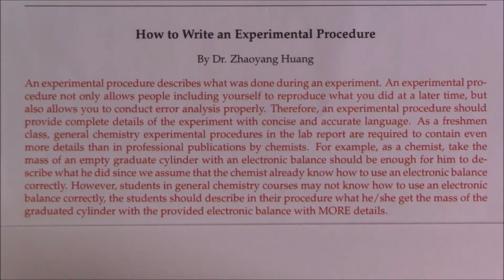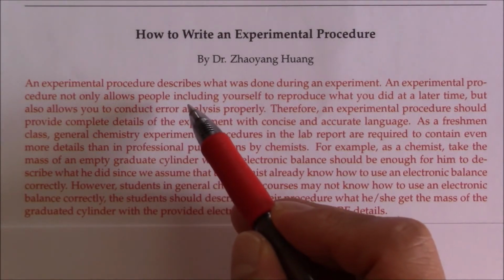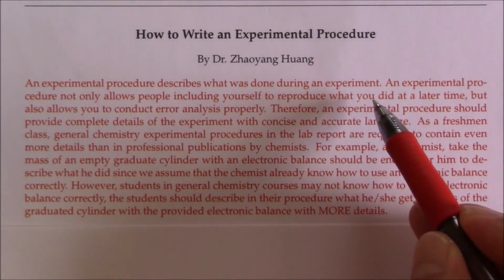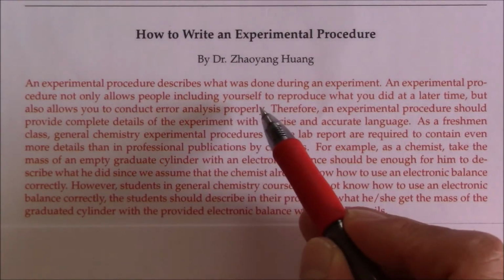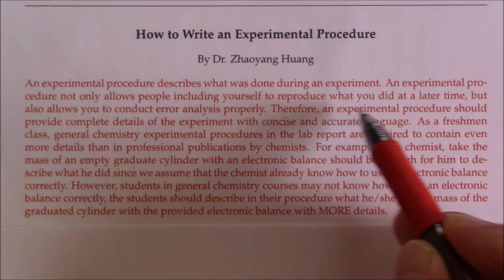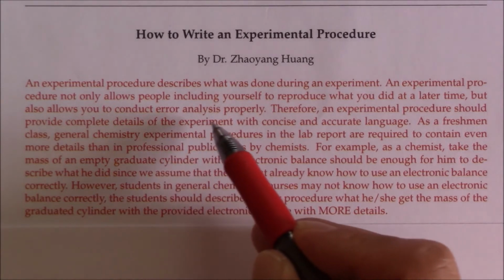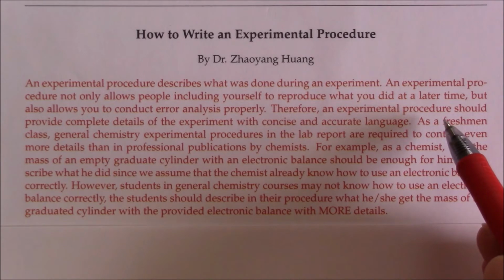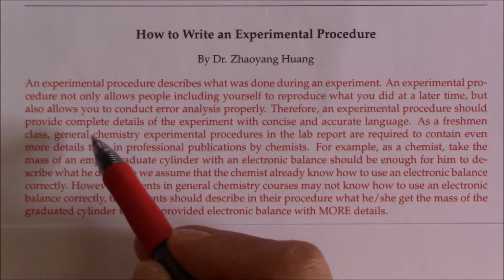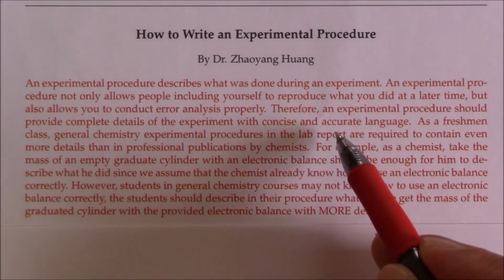The second part of our report is called experimental procedure. The experimental procedure of your lab report should describe what was done during the experiment. A good experimental procedure not only allows people, including yourself, to reproduce what you did at a later time, but also allows you to conduct error analysis properly. Therefore, a good experimental procedure should provide complete details of the experiment with concise and accurate language.